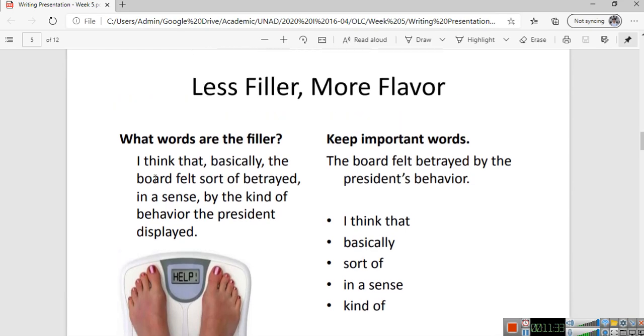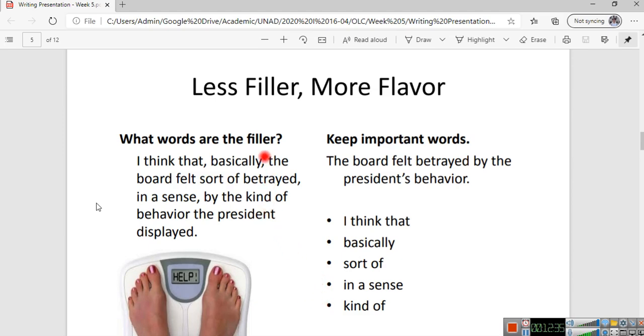Not many words. Now, we also talk about less filler, more flavor. What are the filler words, and what are the key important words? So, Noe, I want you to read this. I think that basically the board felt sort of betrayed in a sense by the kind of behavior the president displayed. Keep on reading. The board felt betrayed by the president's behavior. Basically, sort of, in a sense.